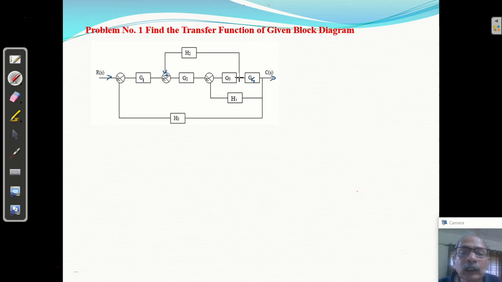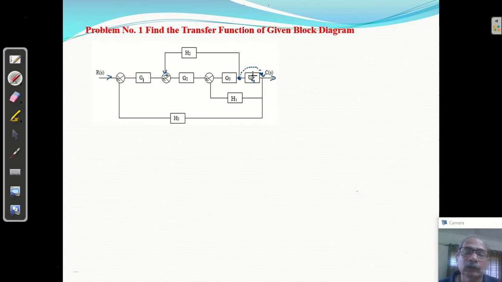This is the takeoff point. If you shift this takeoff point to here, what will happen? Whatever the feedback is there, it gets multiplied by G4 here, right? So if you are shifting it here, we have to divide this by G4. Clear? We have discussed this. If you shift the takeoff point beyond the block, it will be divided by the gain of the block.